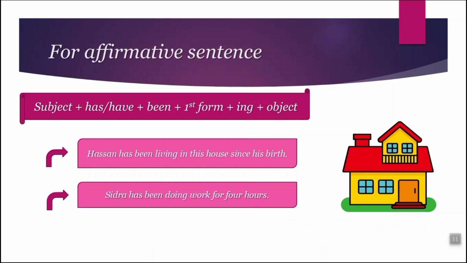Sidra has been doing work for 4 hours. In this sentence, has been is the auxiliary verb structure used in the present perfect continuous tense. Doing is the present participle form of the verb do. Work is the object of the sentence. The sentence indicates that Sidra started doing work in the past and has continued doing it up to the present moment. The emphasis is on the ongoing duration of her work, which is 4 hours in this case.